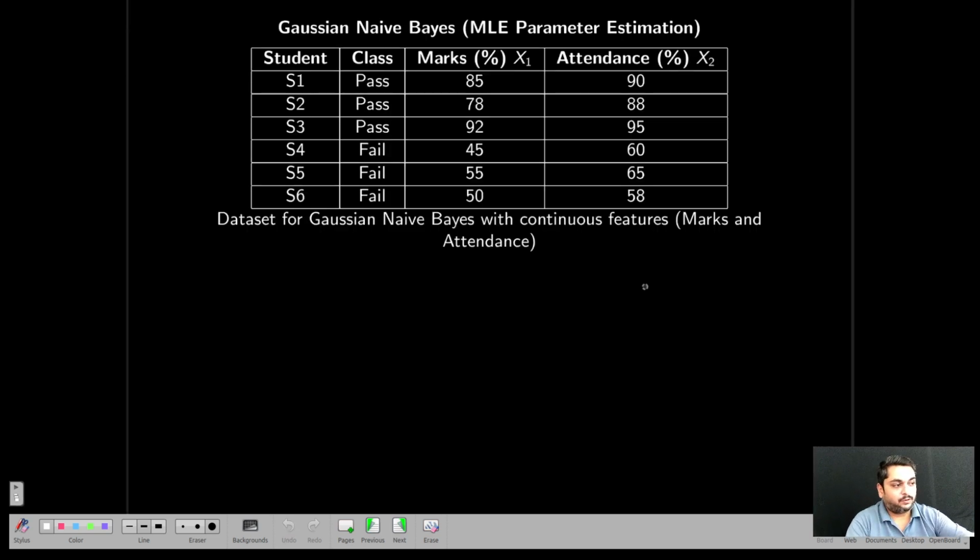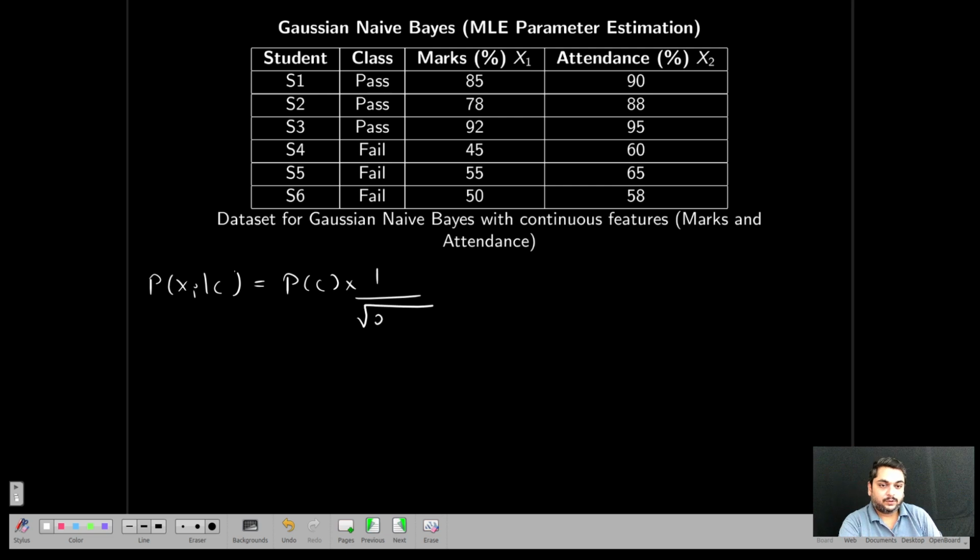Now let us see how you will estimate these parameters. What am I saying? We wrote the probability of xi given c as P(c) into 1 by square root of 2 pi sigma_ic squared, into e power minus (xi minus mu_ic) squared divided by 2 sigma_ic squared. Now, how will I estimate these values? How will I find the estimates?